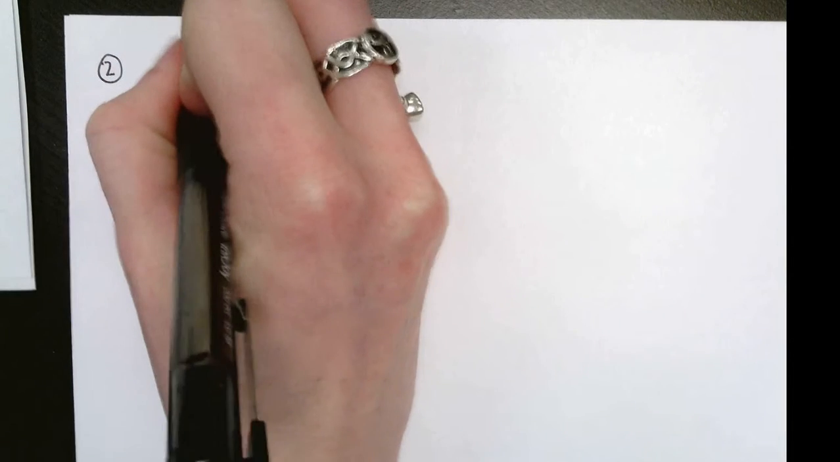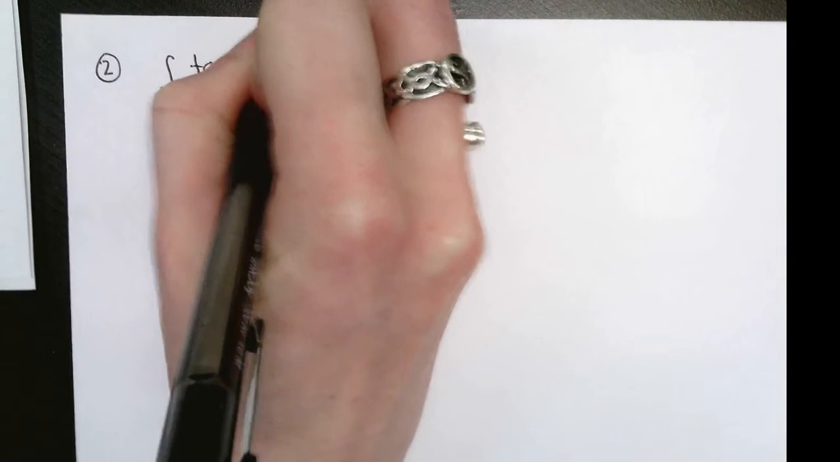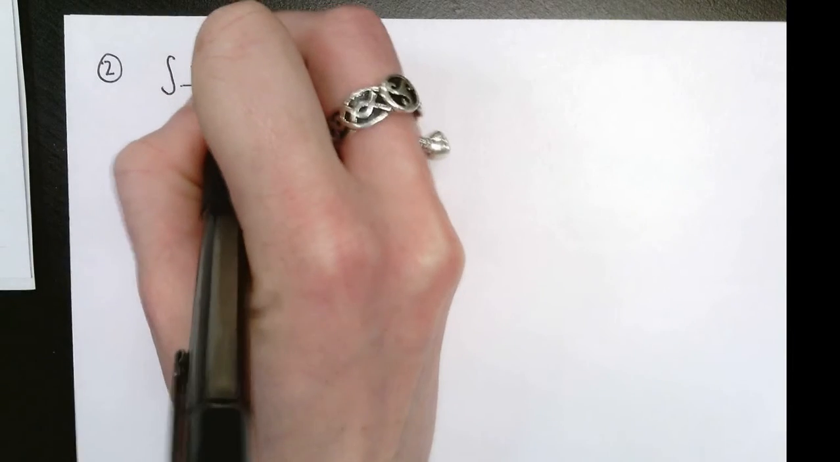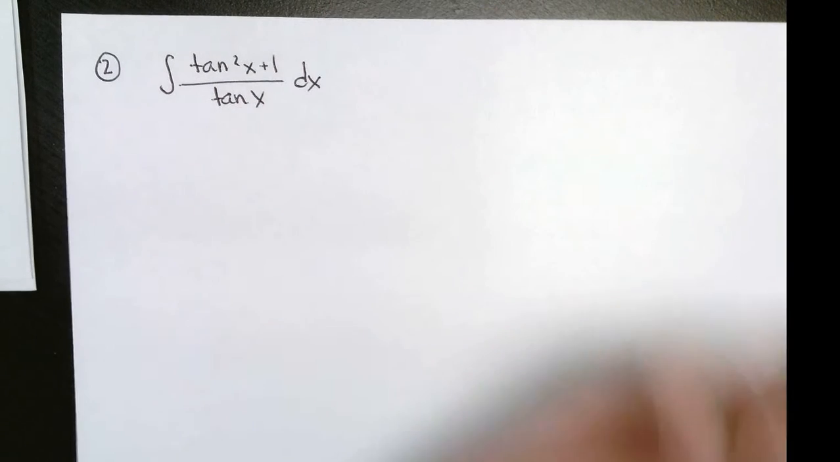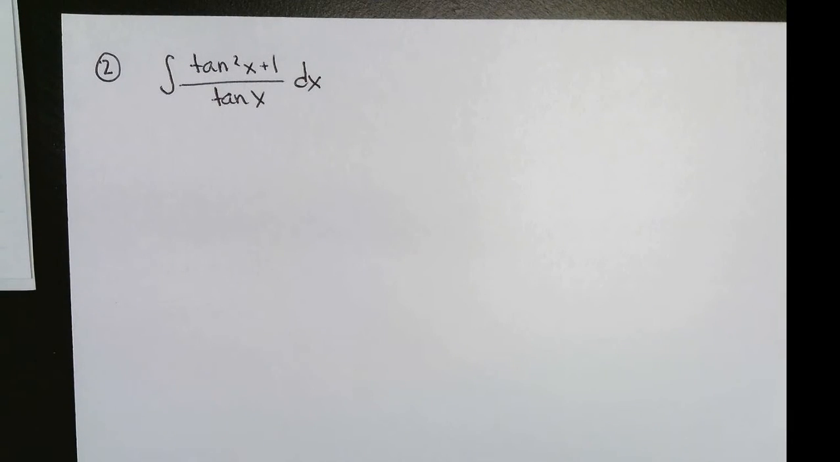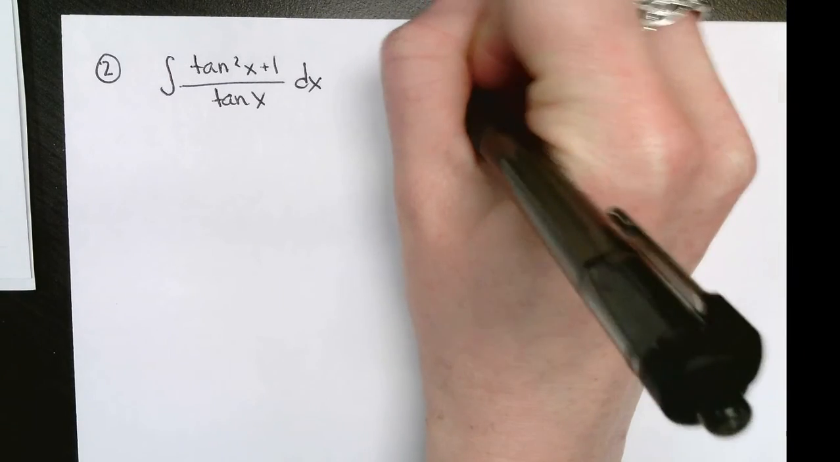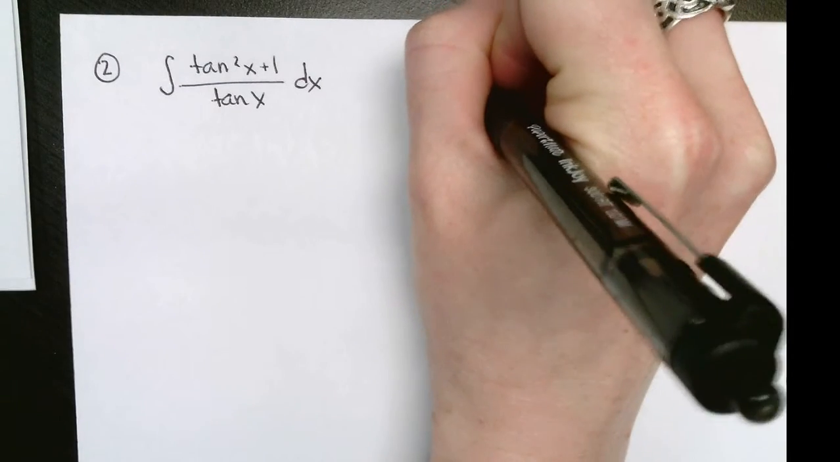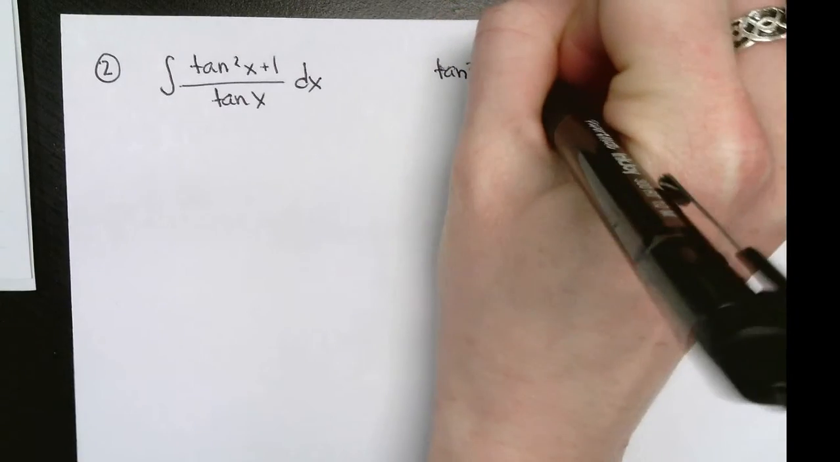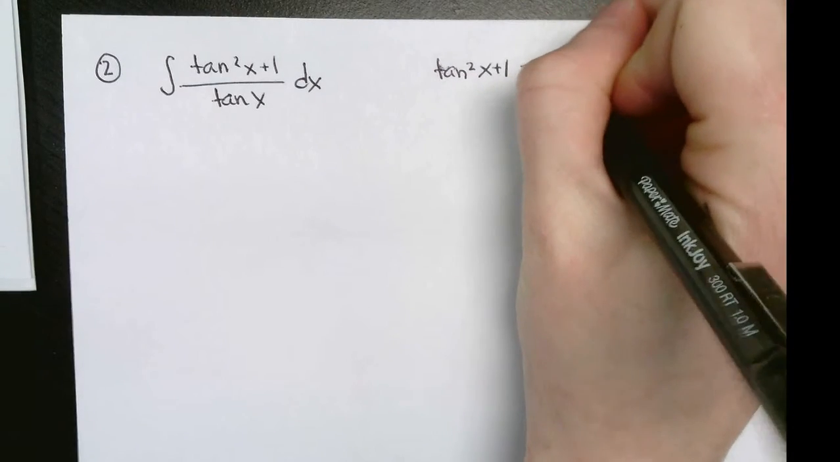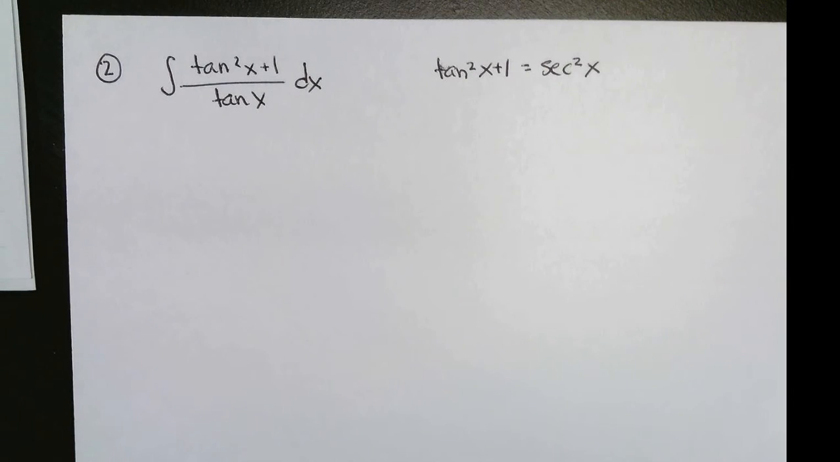Okay. So once we're here, the first thing is we can actually replace tan squared x plus 1 with something. This is another one of our trig laws. So tan squared x plus 1 is actually equal to secant squared of x. So before was our sine and cosine law. This is our tangent law.